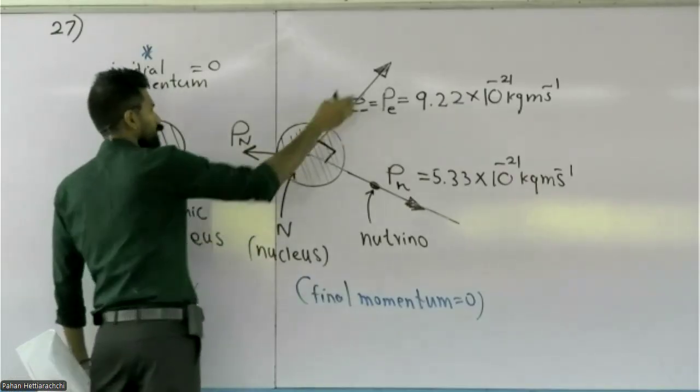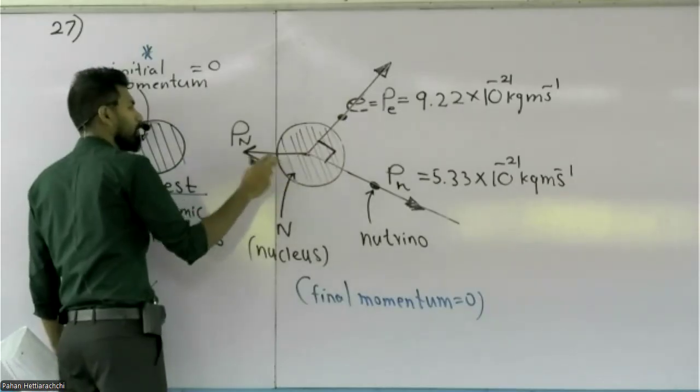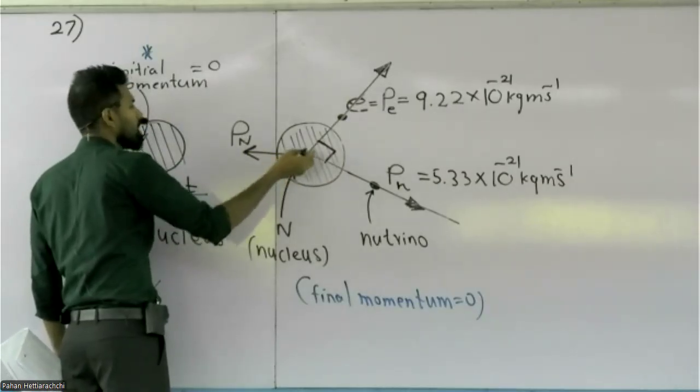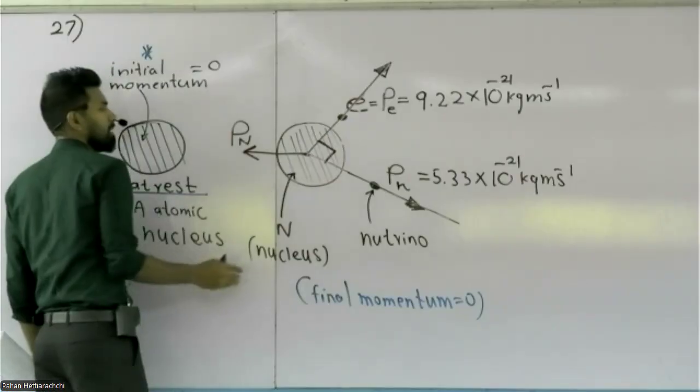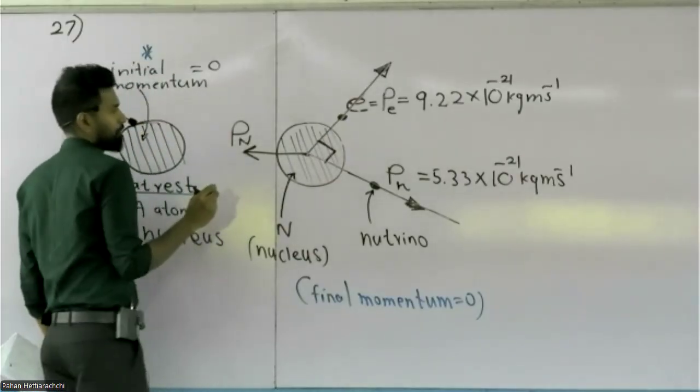Okay, an electron is emitted, a neutrino is emitted, and to conserve the momentum, the remaining nucleus will recoil. Pushed backwards. Okay. Now, I'm considering this direction.